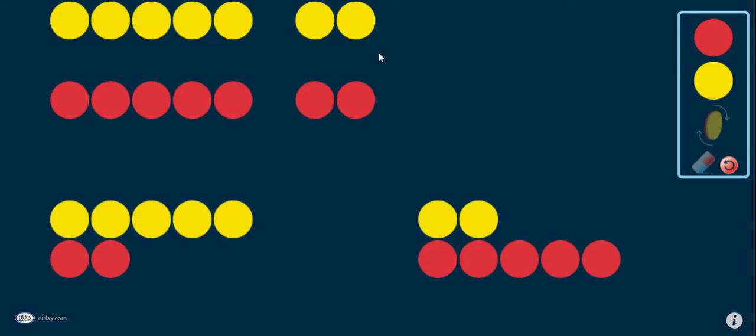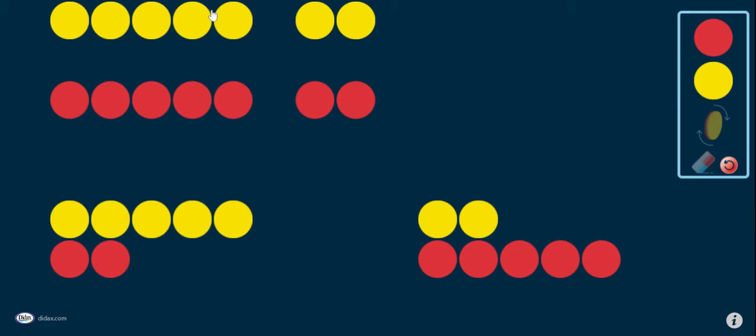The first problem is up here at the top above the arrow, and it represents 5 plus 2. All of the yellow counters represent a positive. So a positive 5 plus a positive 2 means that I have positive 7. The red counters in the second row here represent a negative number or two negative numbers added together. So this is negative 5 plus negative 2, which also equals negative 7.